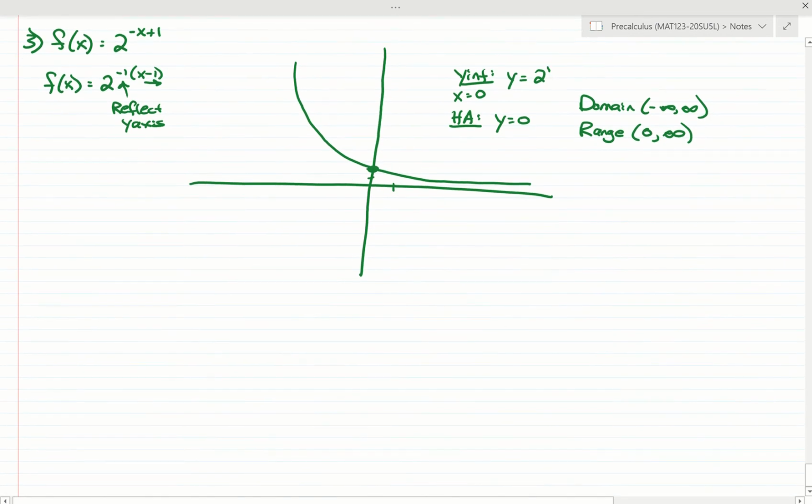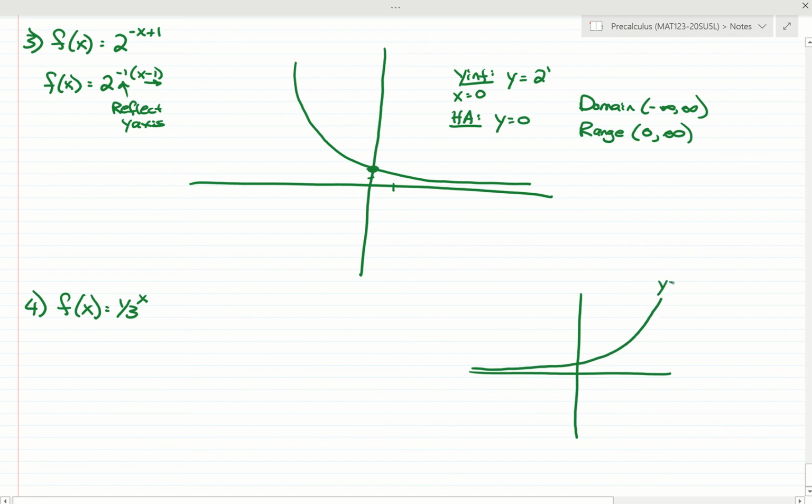The last problem we have for this type of example is, what if I asked you to graph f of x is equal to (1/3) to the x? Now in general, exponential graphs get steeper as the number gets bigger. So like this is what 2 to the x looks like. This is what 3 to the x looks like. This is what 4 to the x looks like. And I'm sure you get the idea. It gets steeper as our base gets bigger.